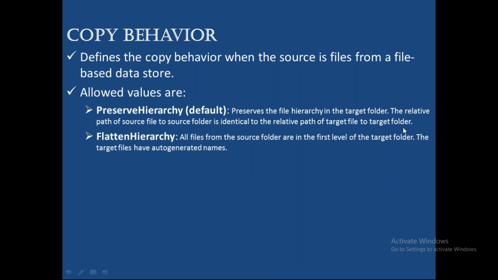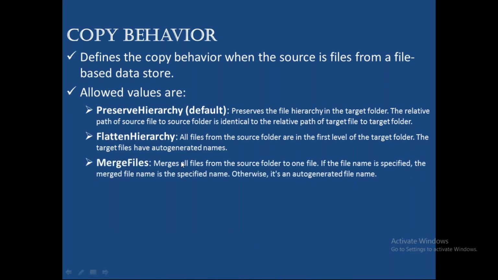Flatten hierarchy: all files from the source folder are in the first level of the target folder. We know, right? In the source folder, even if you have a subfolder, all those files it will bring into the first level of the target folder. The target files have auto-generated names in flattened hierarchy, so target files will have new names.